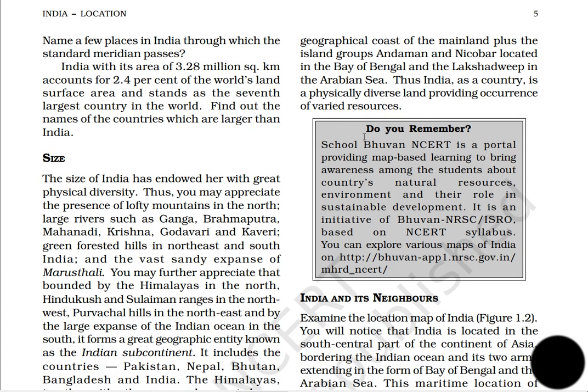In the box, it is written, do you remember? School Bhavan NCERT is a portal providing map-based learning to bring awareness among the students about the country's natural resources, environment, and their role in sustainable development.